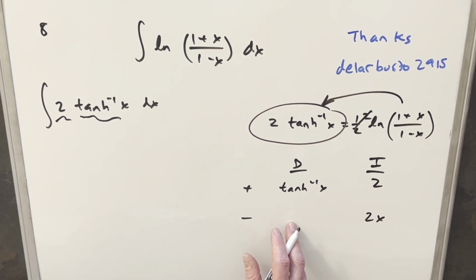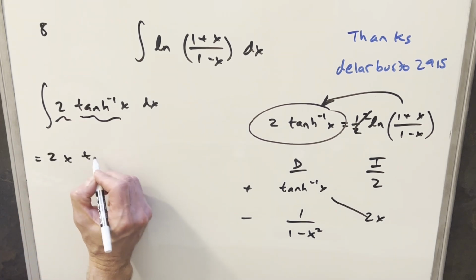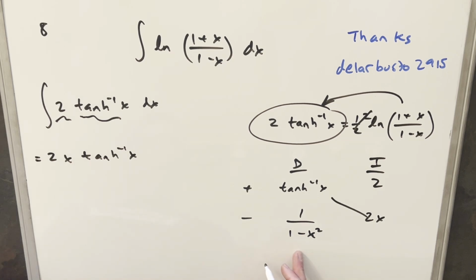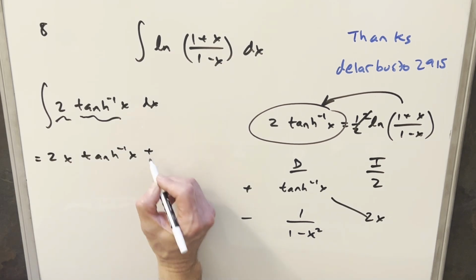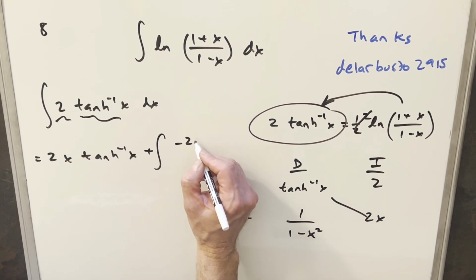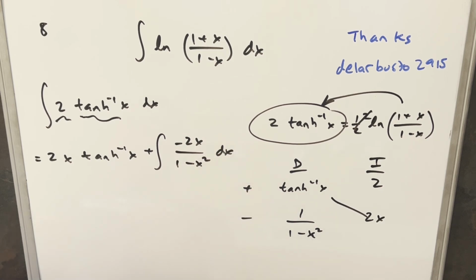Now the derivative of inverse tangent is just going to be 1 over 1 minus x squared, just remembering the formula for that. Then we'll take part of the solution right here on the diagonal, so I'll write that part down: 2x tangent inverse x. Then here we'll have an integral, and I'm going to write it as plus, and then I'll combine minus 2x in the numerator, and then 1 minus x squared dx.